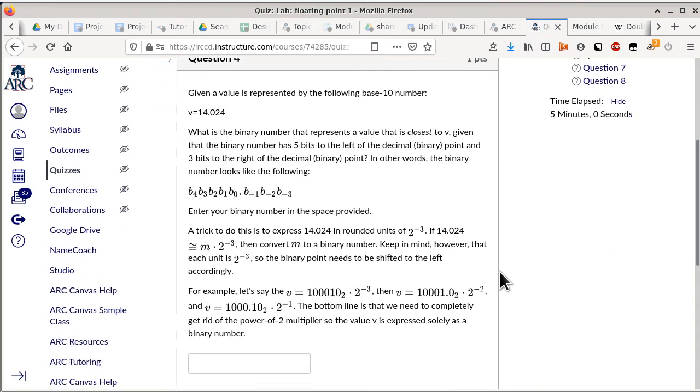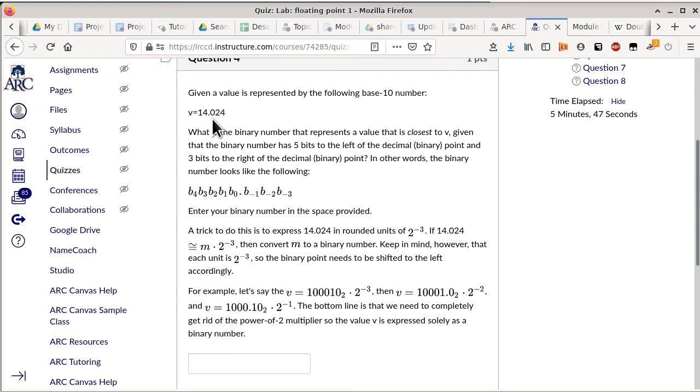All right, this question is, given the value that is represented by the following base 10 number, 14.024, what is the binary number that represents a value that is closest to V? So you have to give me a binary number that is closest to 14.024. The answer has to be in this format: you can have 5 digits to the left of the point and 3 digits to the right of the point. Then you will say, but I cannot represent this value exactly given I only got 3 places to the right of the binary point. And the answer is yes.